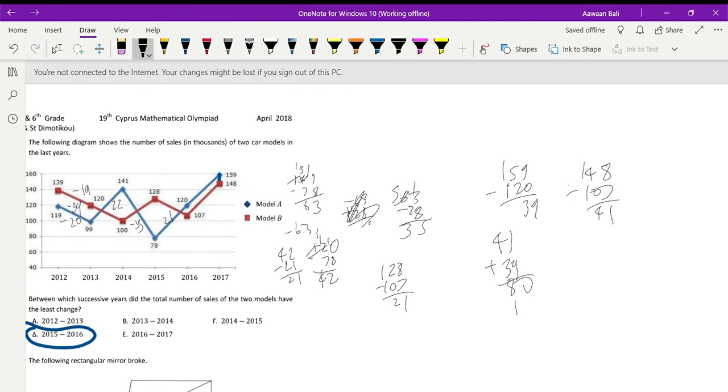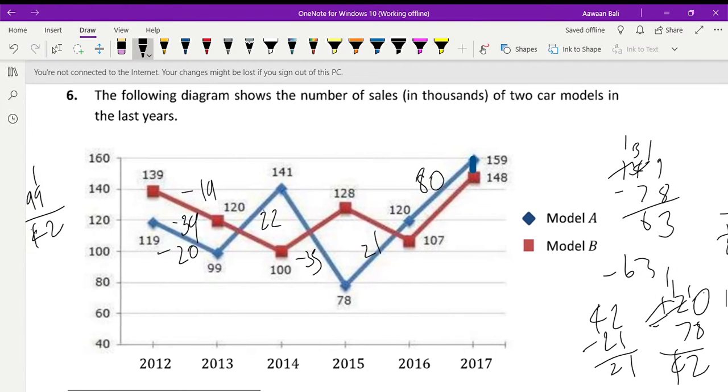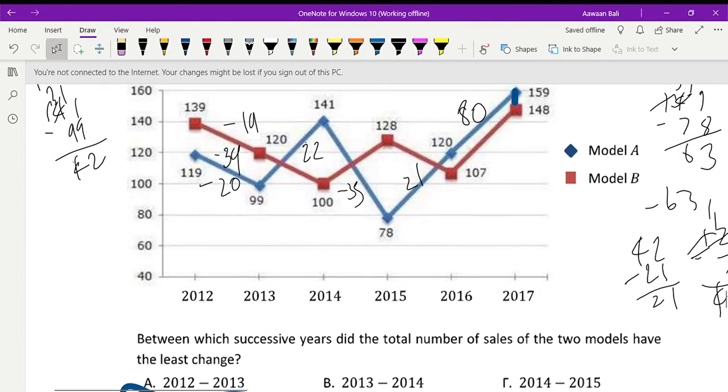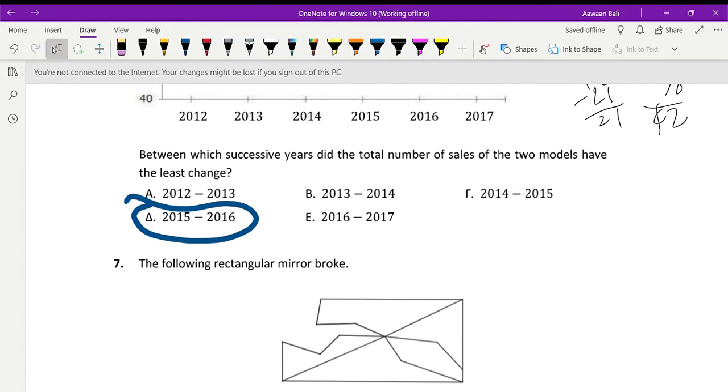39 is 80. Now basically, we're not looking at what is the biggest or the smallest, but the least change, which means it's not that big of a negative and it's not that big of a positive, but it's just in between. Here 2015 to 2016 works, because after 22 there's 21, and then it goes directly into smaller negative numbers, which means you could say 2015 to 2016 delta is the answer.